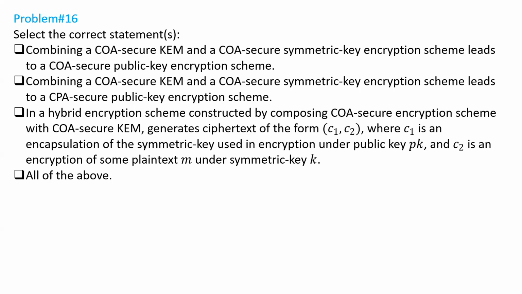The third option says in a hybrid encryption scheme constructed by composing a COA secure encryption scheme with a COA secure KEM, the ciphertext is of the form (C1, C2), where C1 is an encapsulation of the symmetric key used in encryption under public key PK, and C2 is an encryption of some plaintext M under symmetric key K. So, okay, would you like to answer?